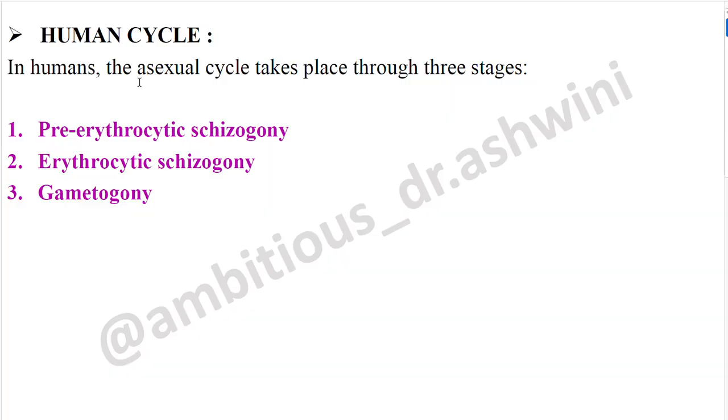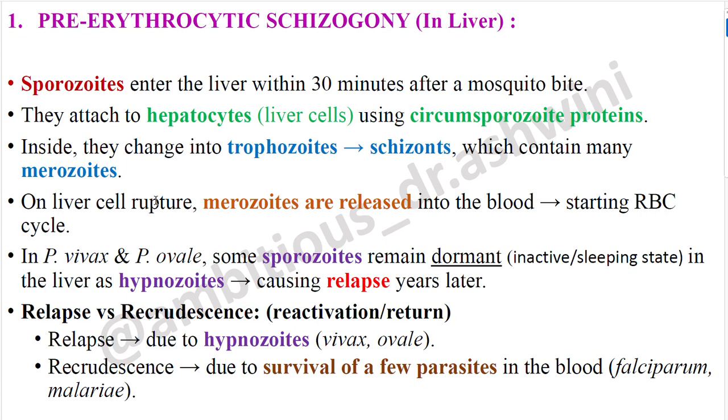Human cycle. In humans, the asexual cycle takes place through three stages: pre-erythrocytic stage, erythrocytic schizogony, and gametogony. So, firstly, we will see pre-erythrocytic schizogony, which occurs in the liver. Sporozoites enter the liver within 30 minutes after a mosquito bite. They attach to hepatocytes, which are the liver cells, using circumsporozoite proteins.